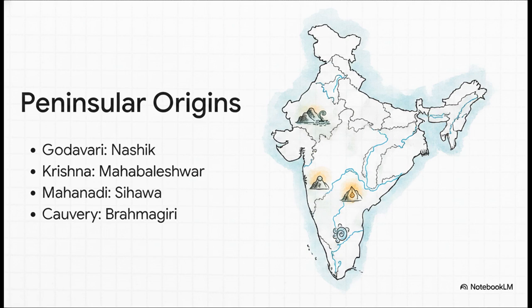Now let's lock in the origin points for the major players down south. The Godavari, the largest peninsular river, starts in the Nashik district. Down in Karnataka, the Kaveri begins in the Brahmagiri hills. Meanwhile, the Krishna rises near Mahabaleshwar, and the Mahanadi flows out of Sihawa over in Chhattisgarh.